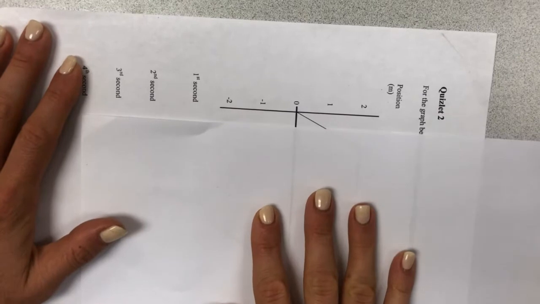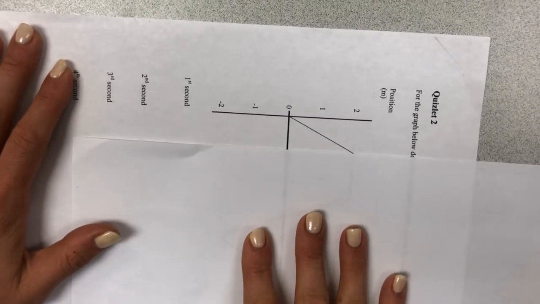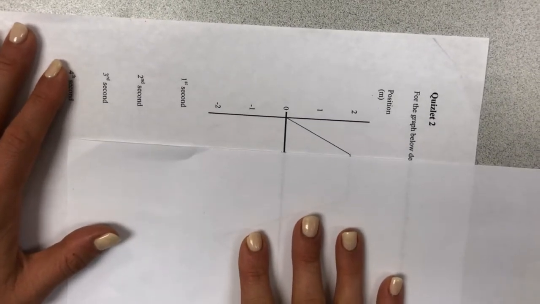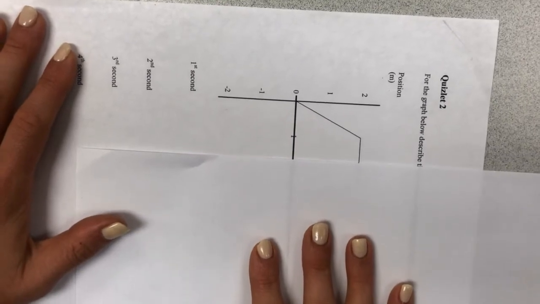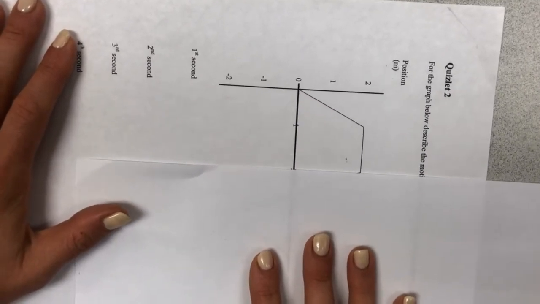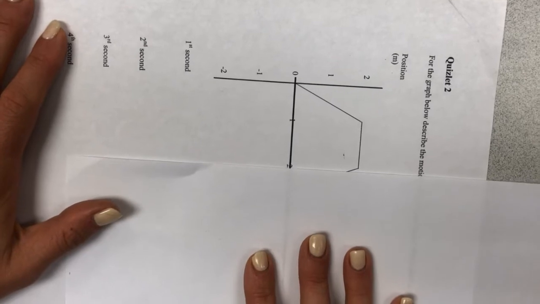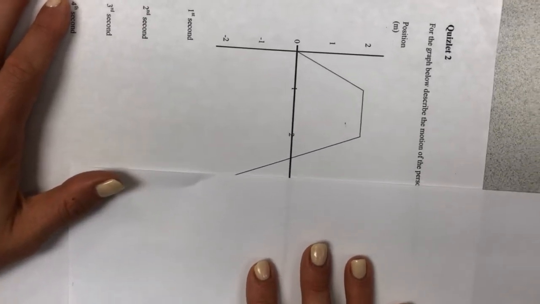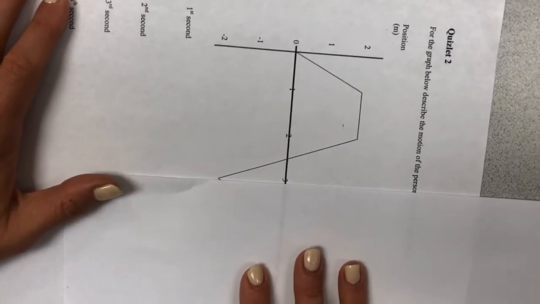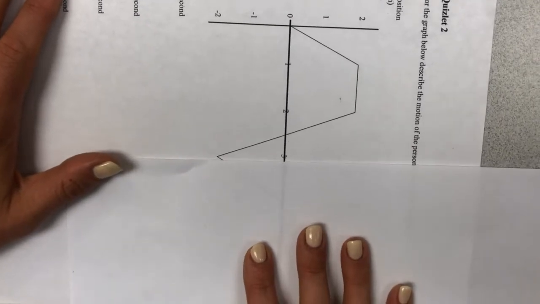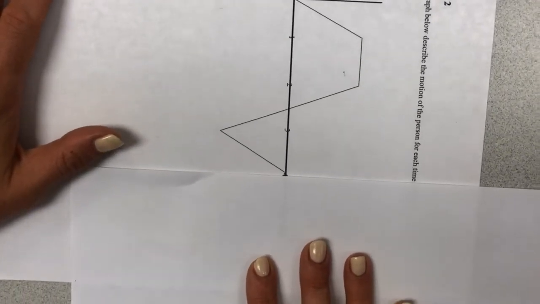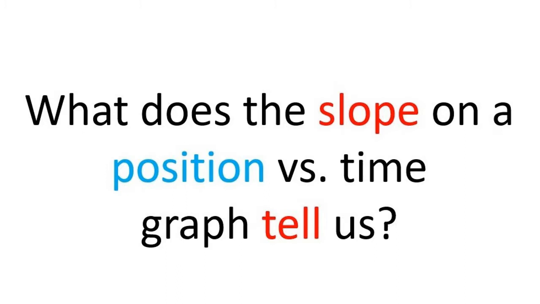As we go from 0 to 1 second, we see that the position is moving, is positive. As we move from 1 to 2 seconds, we notice that the position is not changing. As we go from 2 to 3 seconds right there, we see that the position is negative, and from 3 to 4, the position is positive. What does the slope on a position versus time graph tell us? The slope on a position versus time graph tells us the velocity.